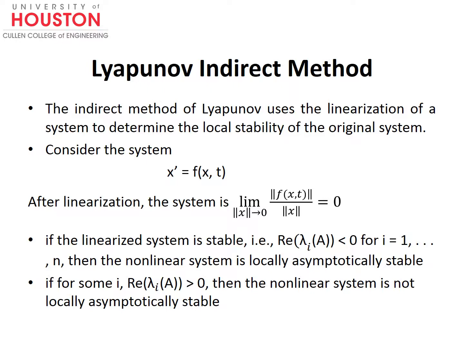For finding the stability of a nonlinear function, first we consider the system x dot equal to function of x and t. First we linearize the system and then set it to equilibrium point. If the linear system is stable, that is real parts of eigenvalue is on left hand plane, then the nonlinear system is locally asymptotically stable. If one or more real parts of eigenvalue is on right hand plane, then the nonlinear system is not locally asymptotically stable.